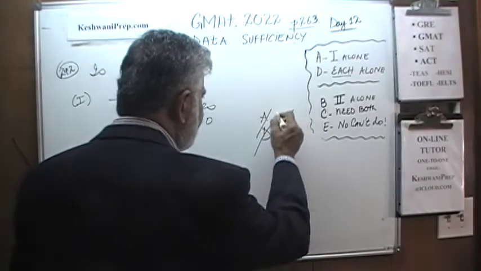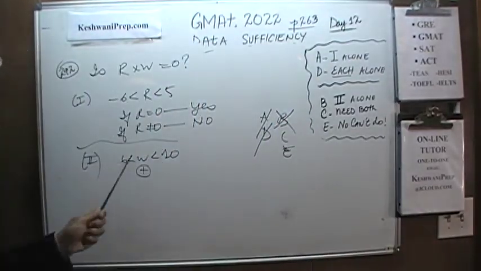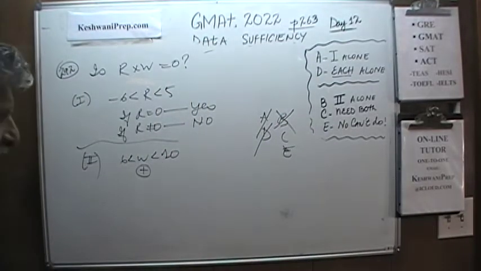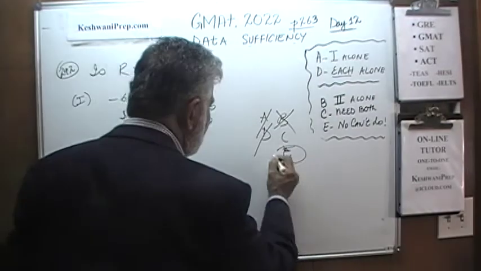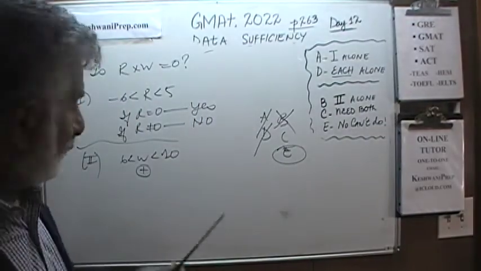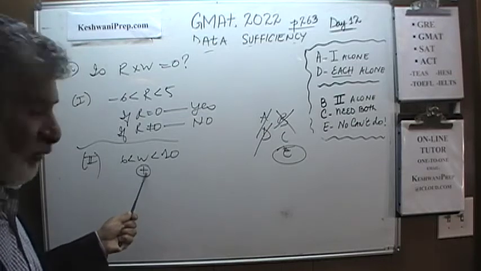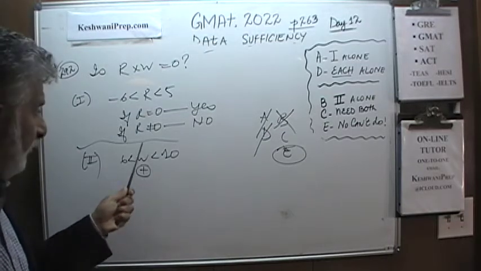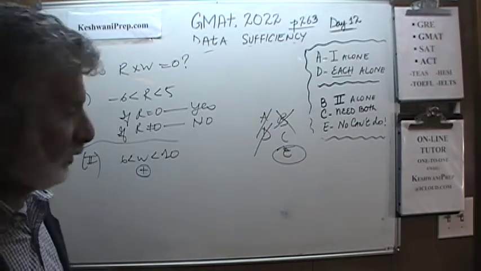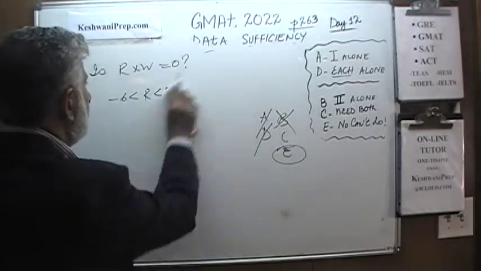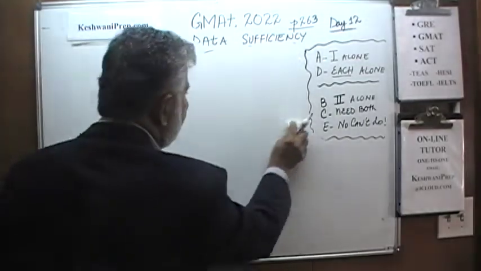The second statement by itself is not enough. Even if we put them together, we're back to square 1. It's the same exact argument. We can't really tell because we don't know. We know for a fact that W is not equal to 0, but we don't know if R is equal to 0 or not. That was 292.